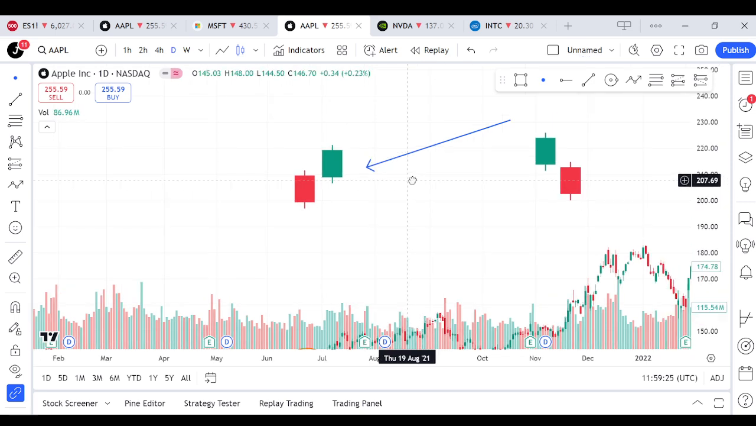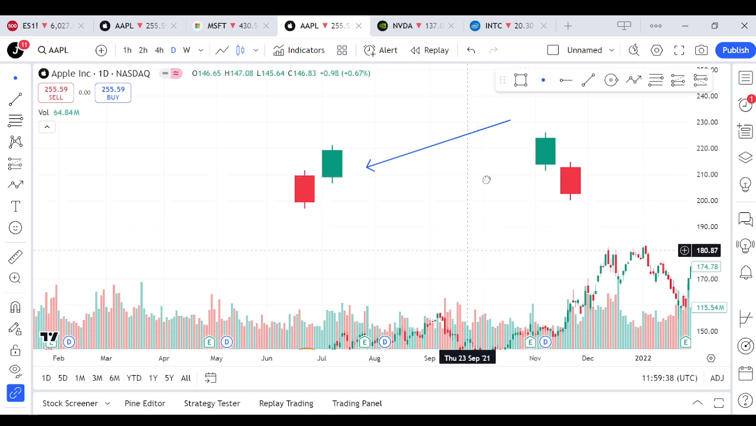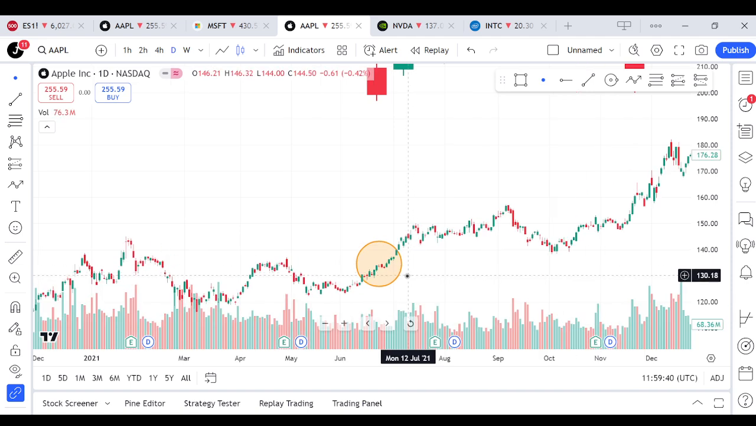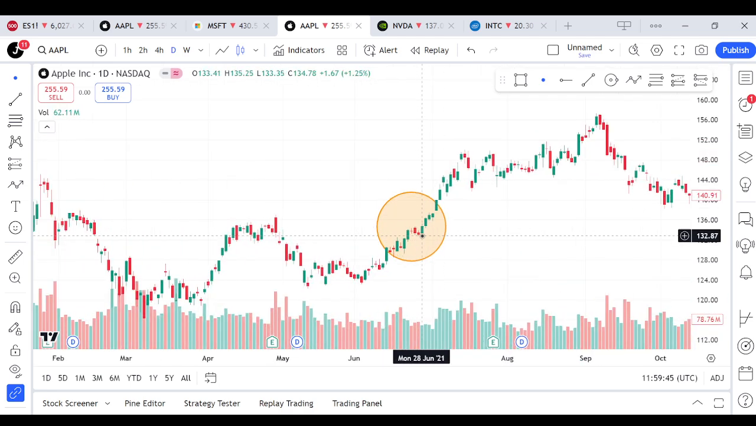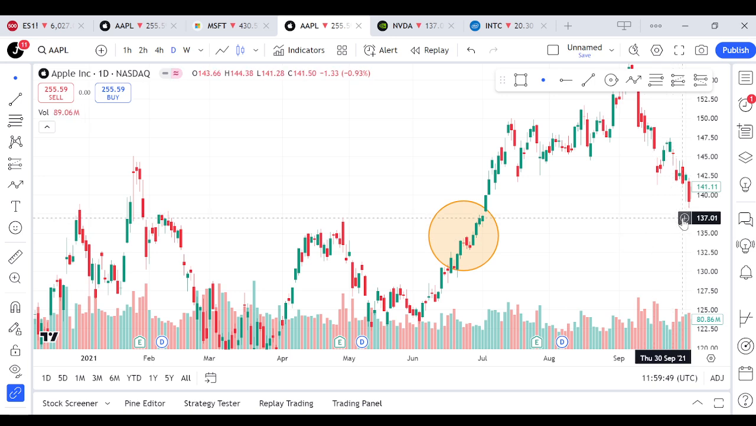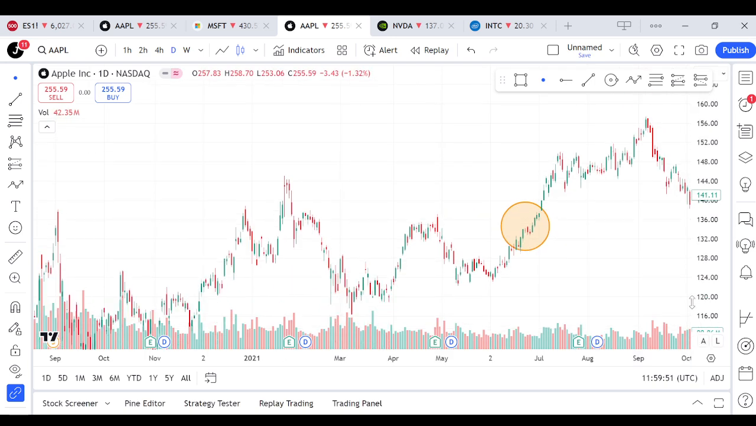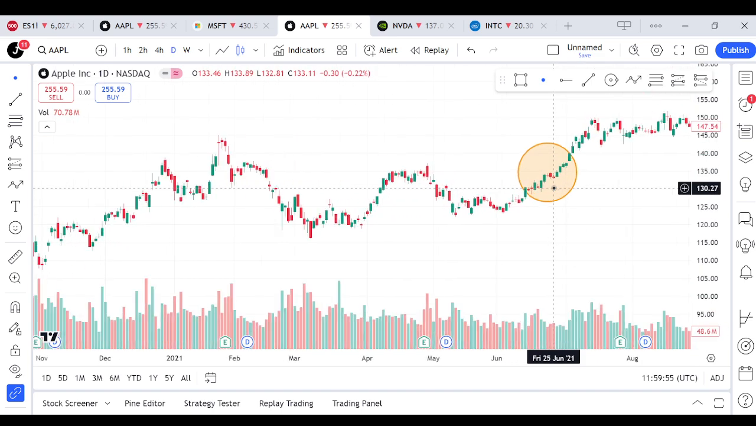And for the bearish separating lines, it mirrors the image of the bullish separating lines, showing a bullish candle followed by a bearish candle opening at similar levels but closing significantly lower, confirming selling pressure. Let's quickly look at the charts to find examples. Now for the bullish separating lines, you can see this wonderful example we have right here. So we have the first candle, which is a bearish candle followed by a bullish candle right here.